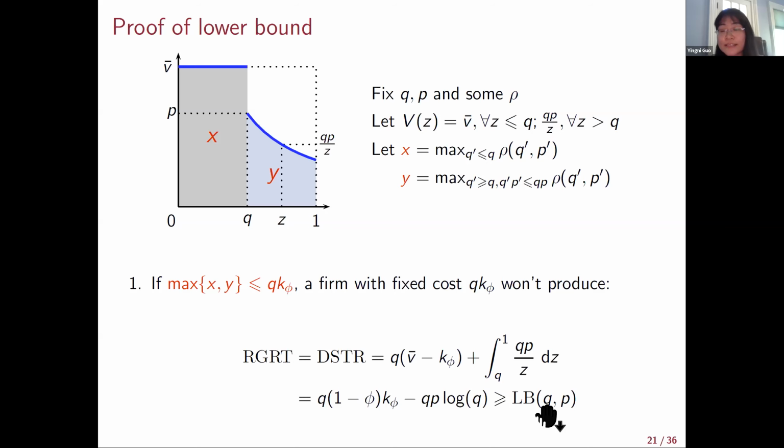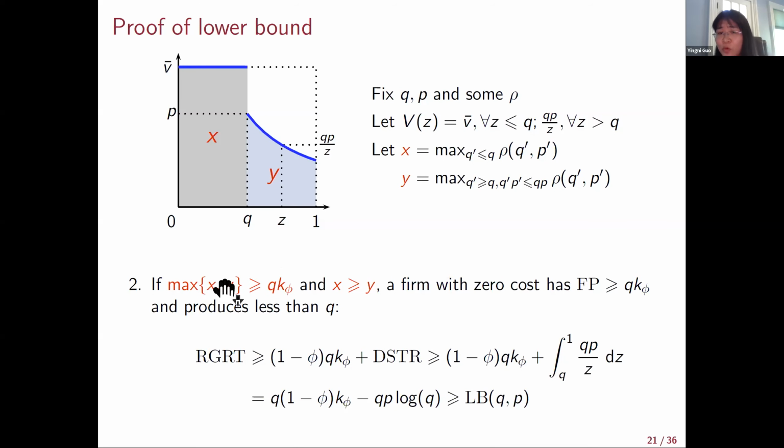Now, in the second case, the maximum of X, Y is higher than Q times K phi, but X is greater than Y. So this is a case in which your policy does not incentivize production beyond Q that much. If the firm does not have any cost of production, it will choose a point in this area to get this X. Now the regulator loses from two fronts.